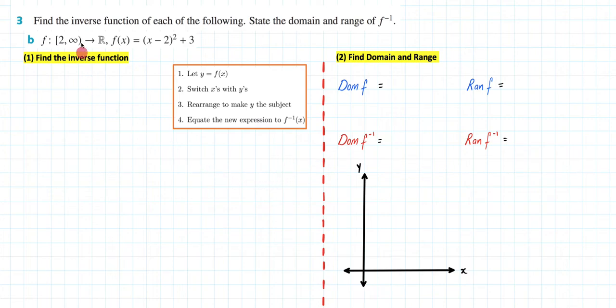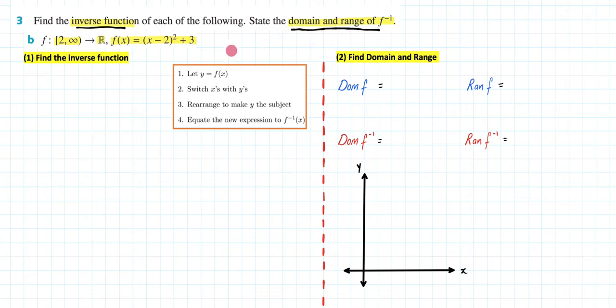We are doing exercise 5G, and in this video I'll be answering question 3b, which says, find the inverse function of each of the following, state the domain and range of the inverse of f. And as you can see here, we've been given our f, here is our domain, here is our codomain, and we're told that f of x equals (x minus 2) squared plus 3. Now this question is asking two things of us. We need to find the inverse function, and we need to find its domain and range.